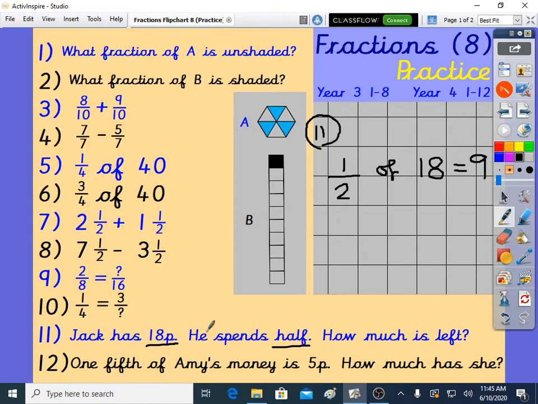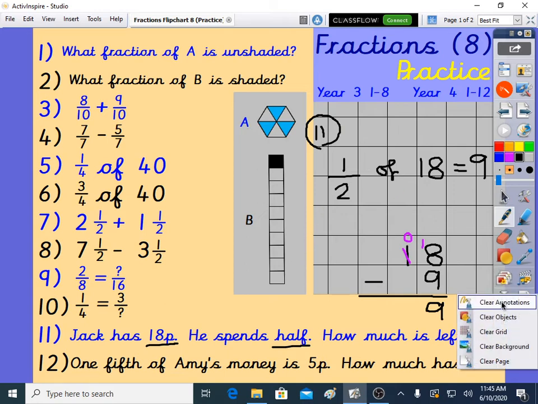Jack has 18p. He spends half. Okay, so he spent 9p. How much is left? Well, if he had 18p and he spent 9p, how much is left? You don't really need to do this because you probably know. But 18 take away 9 is 9. So he spent 9p, he's also got 9p left. Because he spent half, he's got half left. So the answer is 9p. And we move on to question 12.